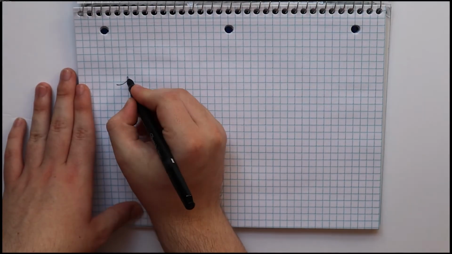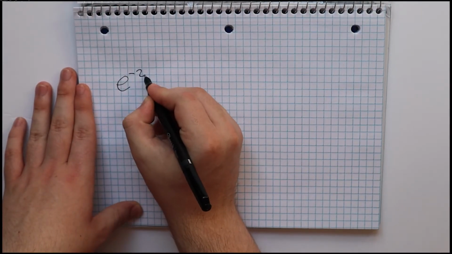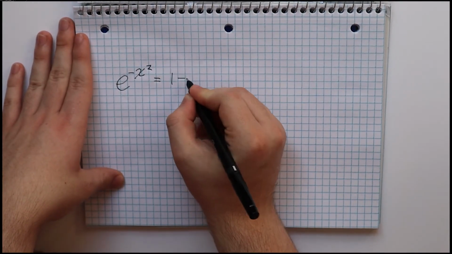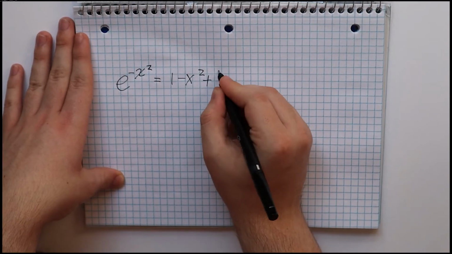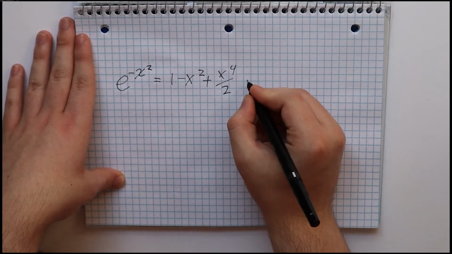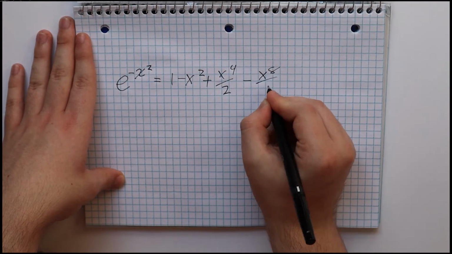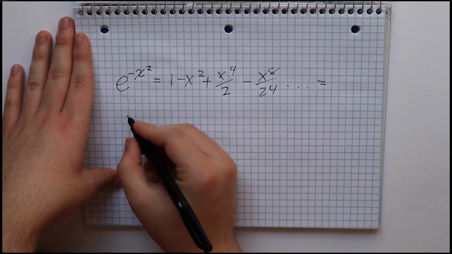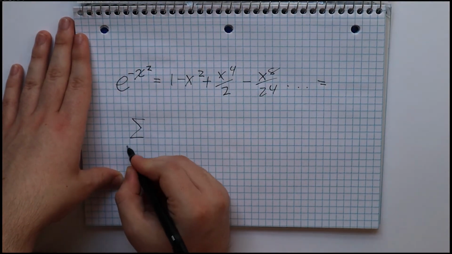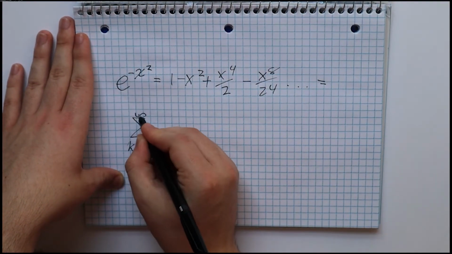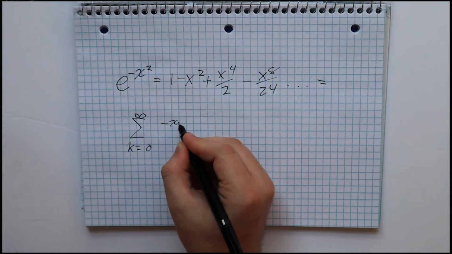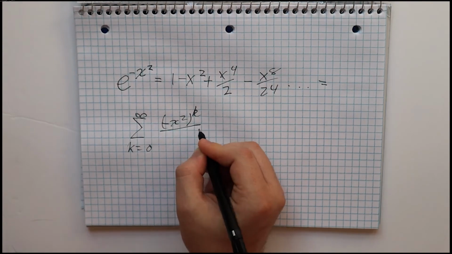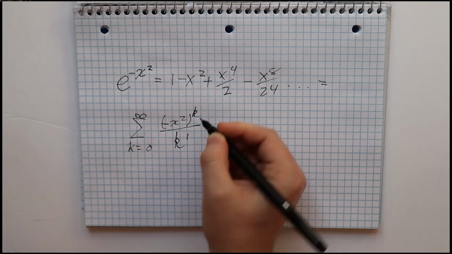Now doing this for e to the minus x squared is quite a hard process, so I will just give you the result. e to the minus x squared is equal to 1 minus x squared plus x to the 4th divided by 2 minus x to the 6th divided by 6 plus x to the 8th divided by 24 and so on. Or written in summation notation, e to the power of minus x squared is equal to the sum from k equals 0 to infinity of (minus x squared) to the power of k divided by k factorial. Now we can take the integral of this.